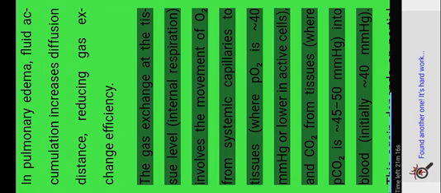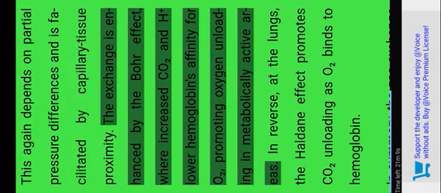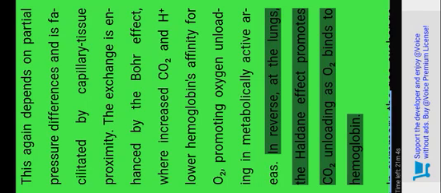The gas exchange at the tissue level, internal respiration, involves the movement of O₂ from systemic capillaries to tissues where PO₂ is approximately 40 millimeters of mercury or lower in active cells, and CO₂ from tissues where PCO₂ is approximately 45-50 millimeters of mercury into blood, initially approximately 40 millimeters of mercury. This again depends on partial pressure differences and is facilitated by capillary-tissue proximity. The exchange is enhanced by the Bohr effect, where increased CO₂ and H⁺ lower hemoglobin's affinity for O₂, promoting oxygen unloading in metabolically active areas. In reverse, at the lungs, the Haldane effect promotes CO₂ unloading as O₂ binds to hemoglobin.